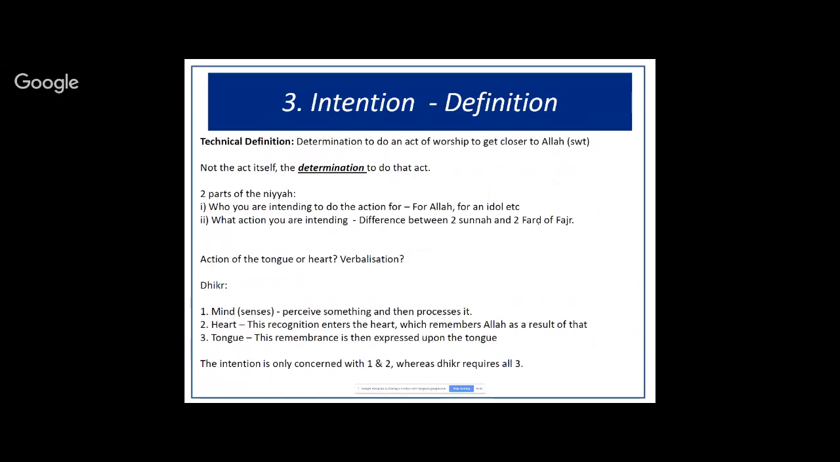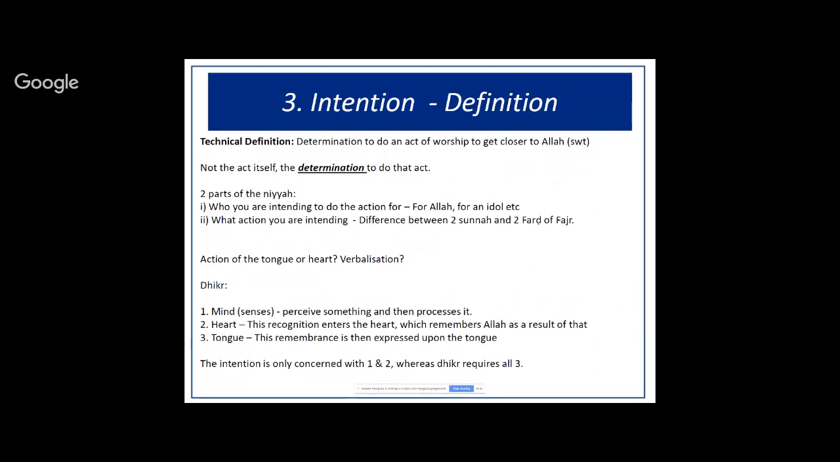Outwardly, physically, to someone looking in, it will just look like you pray 2 units and then you pray 2 units again. What's the difference? Only Allah subhanahu wa ta'ala knows, and that's your intention. Your intention is specifying exactly what you are doing. The first intention is for sunnah, and the second intention is for fard. So that's the two parts of the niyyah.